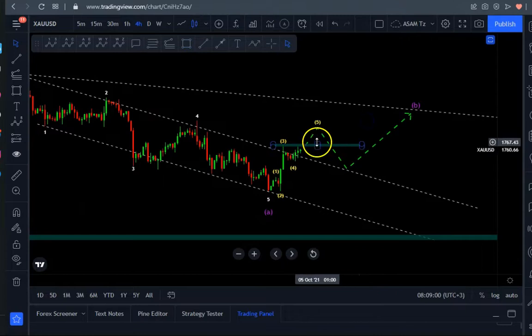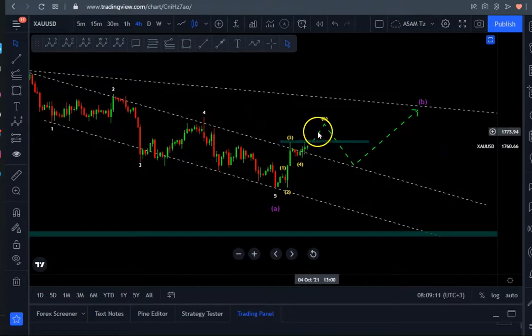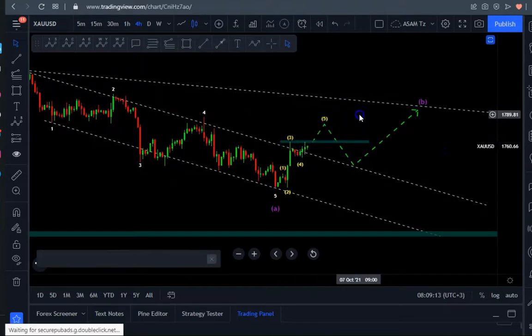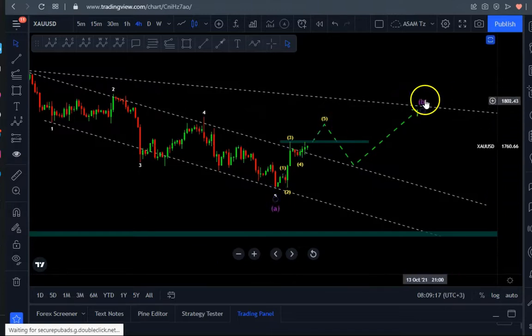We expect wave 5 to move beyond this area. It will break this level, retest, then move up to that peak, then it will fall. So if it clearly moves up to this area, it will be completing the first wave, wave B, which will be wave A. Then it will fall with the wave.